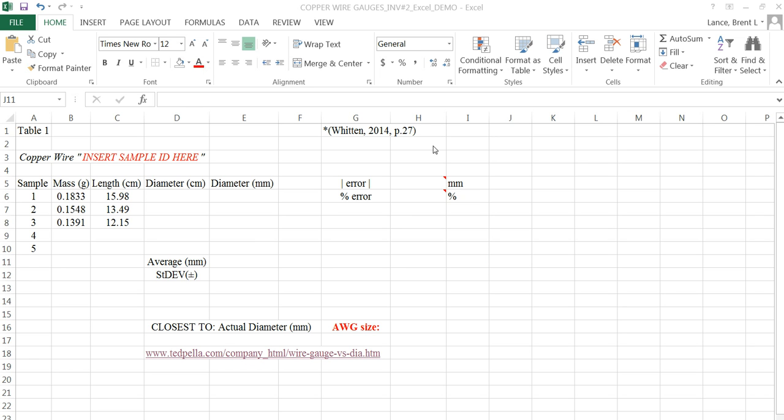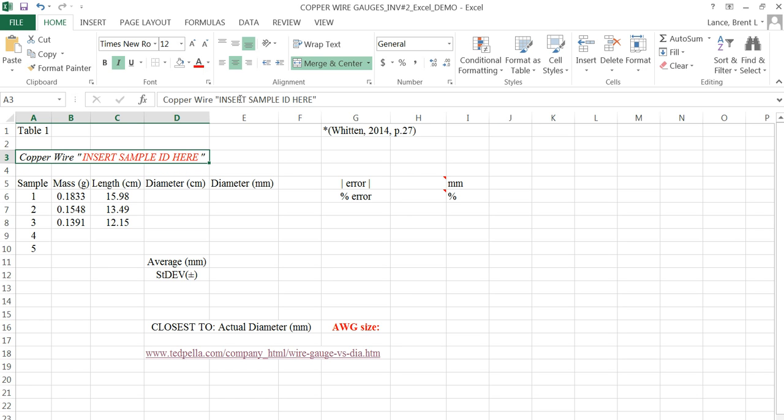Okay, so we're going to look at a data table for entering data in Microsoft Excel for the copper wire lab. I've started entering information in here. I've set this up similar to what we discussed during the lab. I just put Table 1, and I gave it a title, copper wire, and then whatever wire name it was. Let's just pretend it's copper wire J.